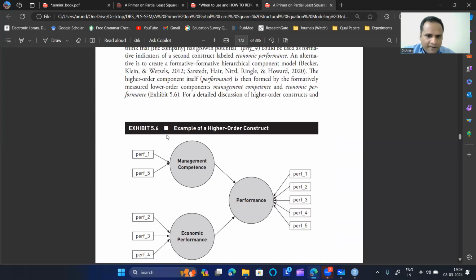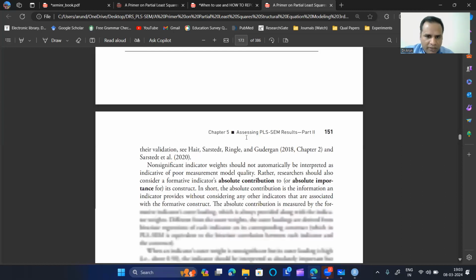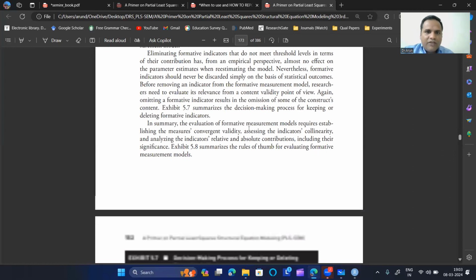So you should go and read it. Again, here you see these two, management competence and economic performance, are formatively measured. You take all the 5 items and then you measure performance, which is a formative construct. Okay. So this is the way you need to do it.